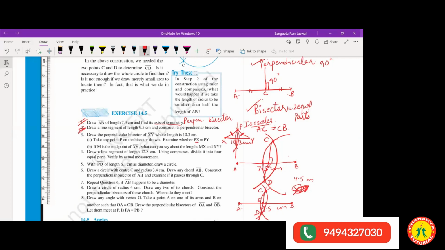Okay, make the perpendicular bisector on it. Ma'am, we have to make the perpendicular bisector. Yes, yes. It's written in the question. Draw the perpendicular bisector of XY. Perpendicular bisector, it's written.